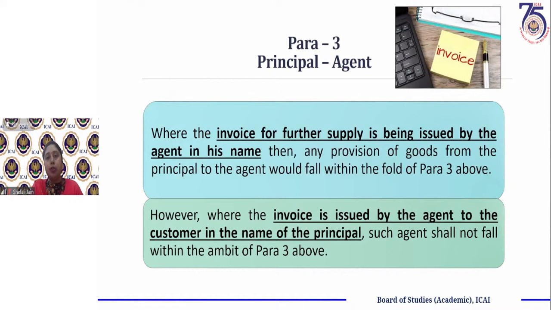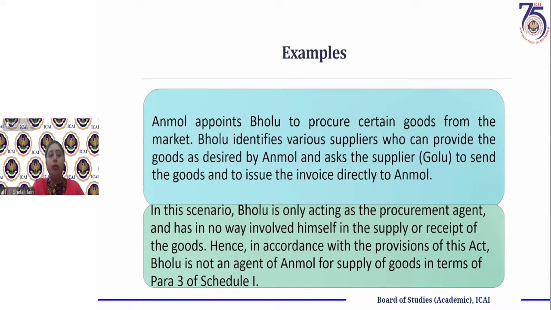We'll take some examples so that this can become clear to you. Anmol appoints Bholu to procure certain goods from the market. Now, this is the other case. We have two cases: in one, the principal asks the agent to sell his goods throughout the country. In the other, the principal asks the agent to procure goods from various parts of the country or selected markets. It could be from one market also. He is using that agent to procure the goods for him.